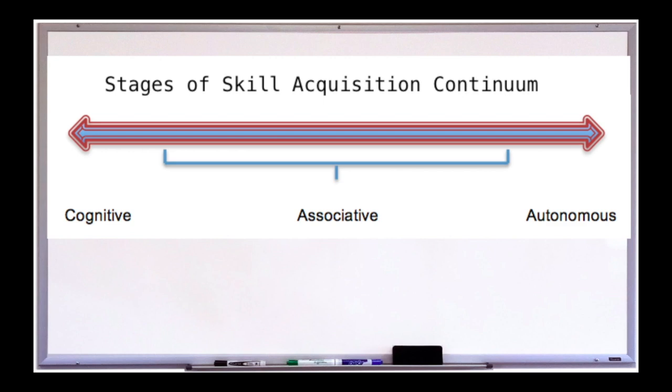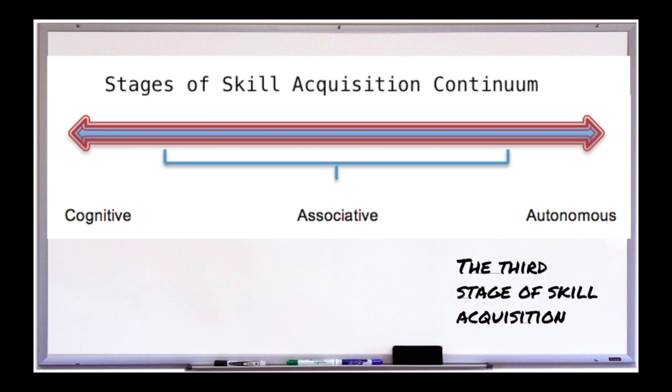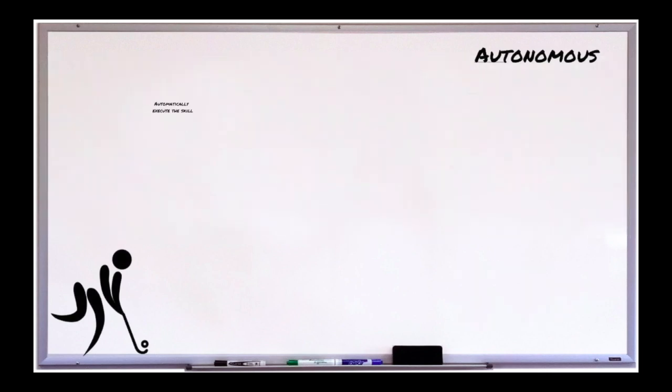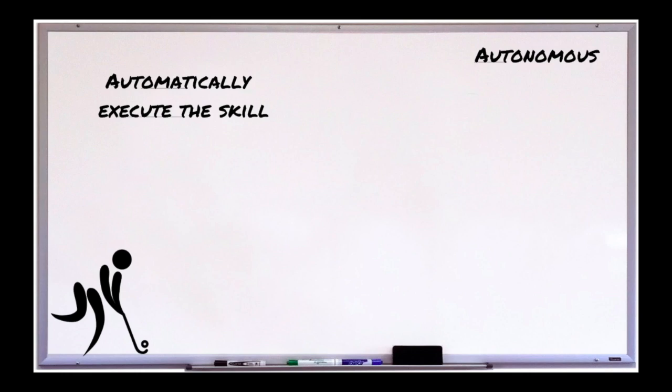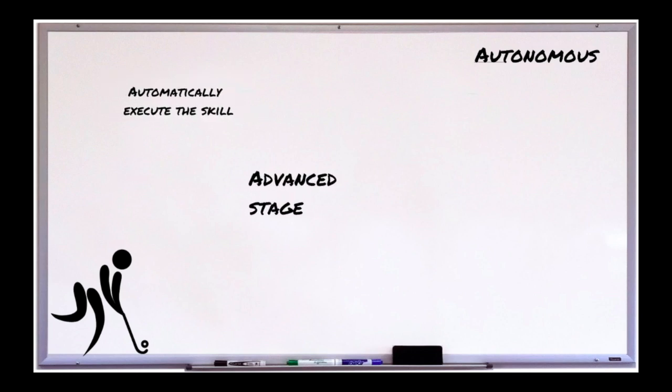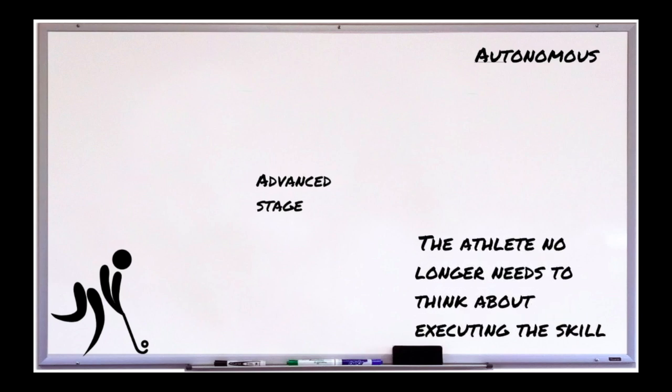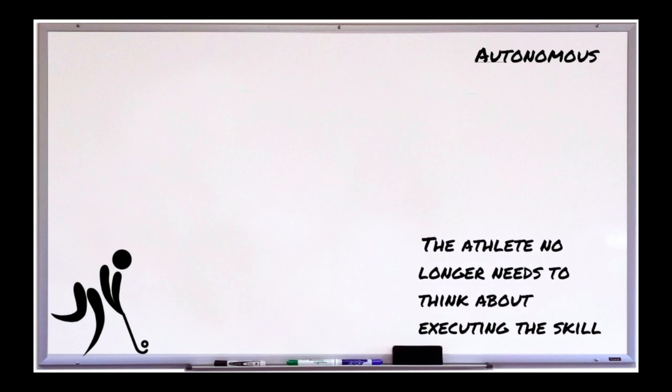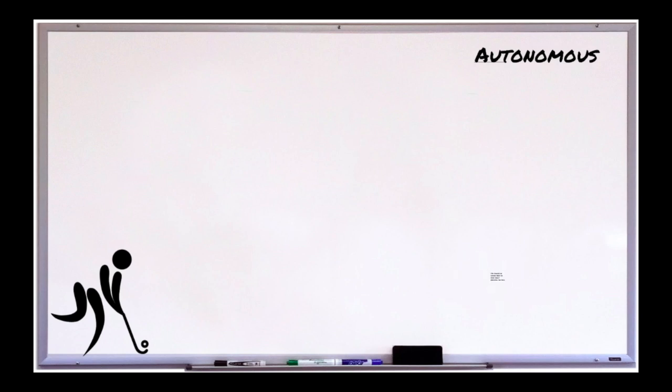Cognitive stage is identified as the basic or understanding stage of skill learning. The associative stage is identified as the intermediate or practice stage of skill learning, and autonomous, which is the 3rd stage of skill acquisition, means being in complete control of actions so they become automatic, and it is identified as the advanced stage at which skills are performed automatically. The athlete will no longer need to think about executing the skill, it will just be automatic.